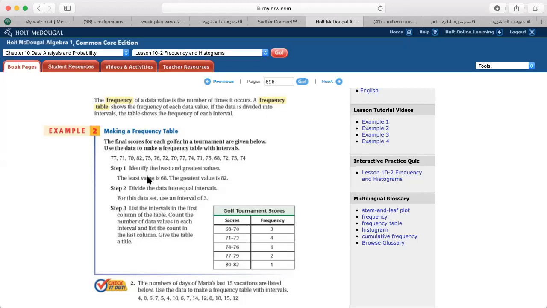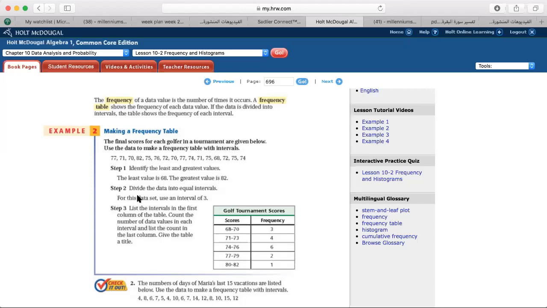So let's do one here. Making a frequency table. The final scores for each golfer in a tournament are given below. Use the data to make a frequency table with intervals. Step 1: identify the least and the greatest values. The least value is 58. The greatest value is 2.